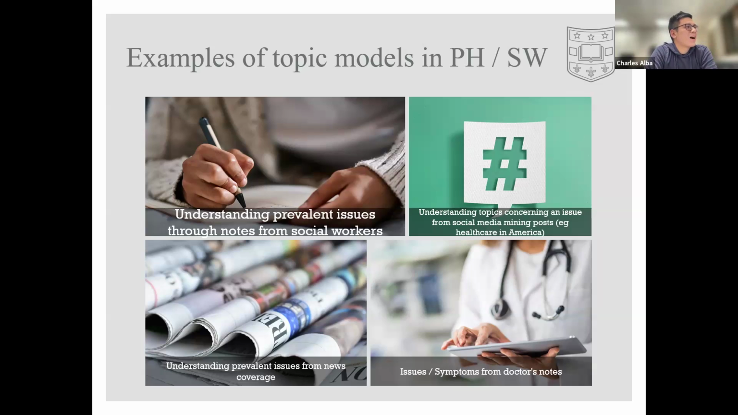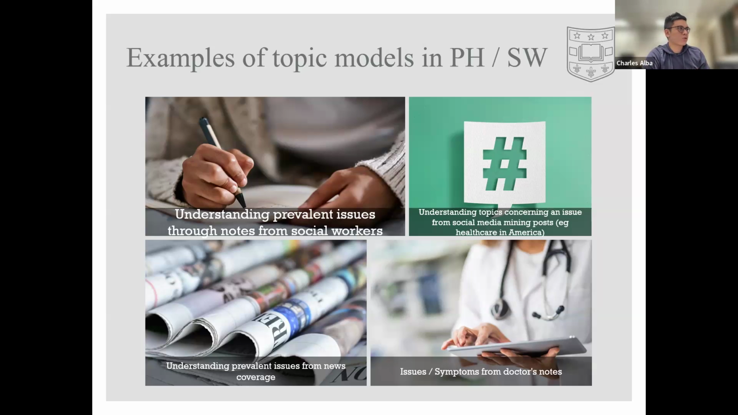You can understand topics from social media mining posts, with example topics like healthcare in America. What are some of the topics that are constantly being brought up? You can try to understand prevalent issues in news coverage, which I'm actually going to show you later. If you have doctor's notes, maybe you can extract issues and symptoms.